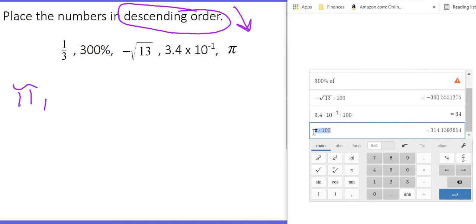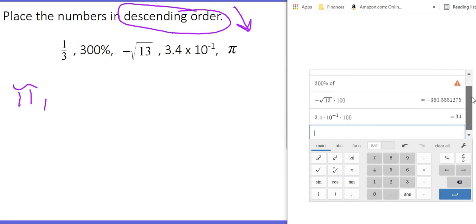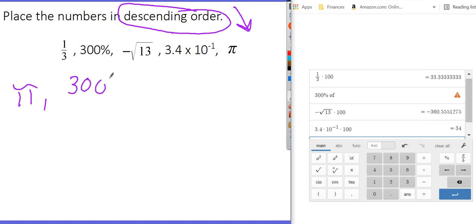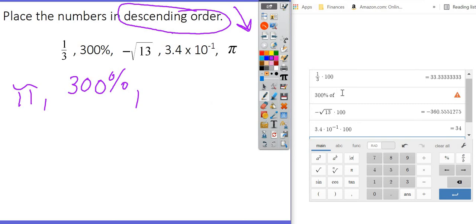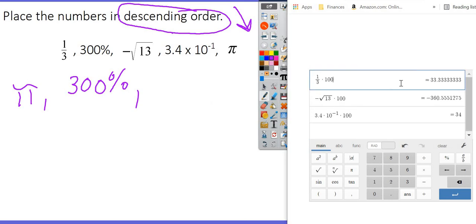Then we're going to highlight and backspace so that we can carefully delete it. And then we're going to look again and ask ourselves the same question. We're going down. So what is the biggest percentage? So if you look at all of those, it's definitely 300%. So that will be second. Then we're going to highlight it, backspace.